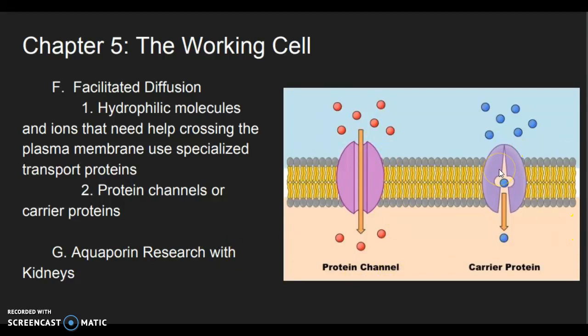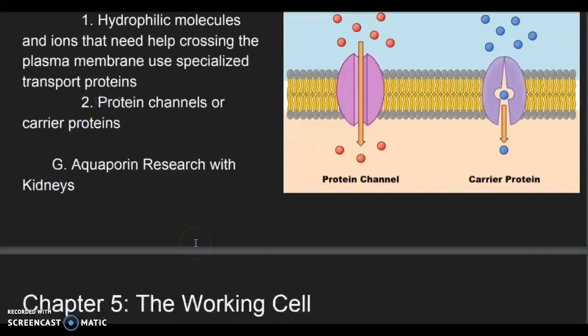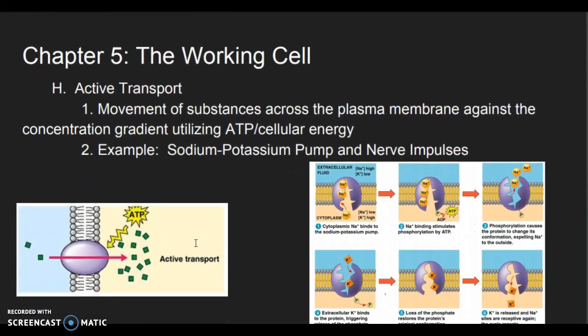In carrier proteins, these molecules will make their way and attach to a carrier protein, and this protein will undergo a conformational change and then release those molecules to the inside of the cell.